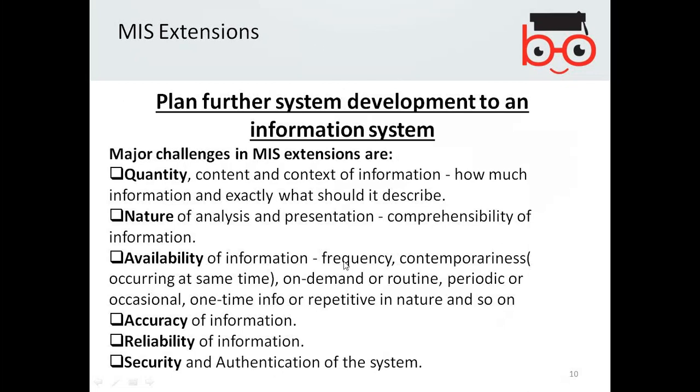Now, that was the discussion about improvements, how you can improve your system. Now we discuss the extensions.